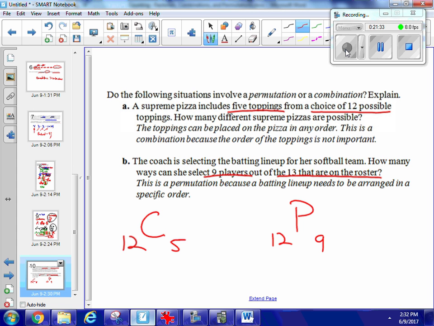If you can determine whether the order is necessary or not, that's going to tell you whether it's a combination or a permutation. And as long as you have an understanding of this concept of a factorial, giving us all the number of outcomes, these problems really shouldn't be too overwhelming.